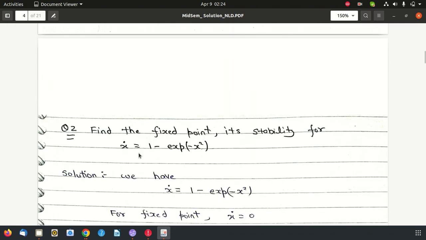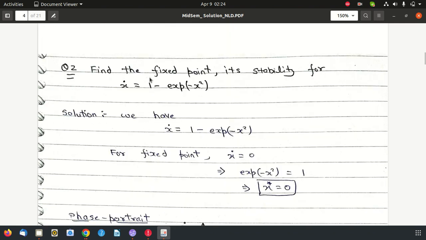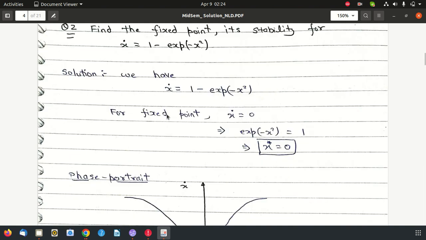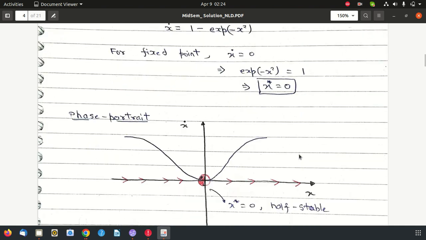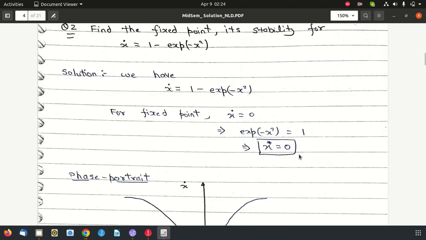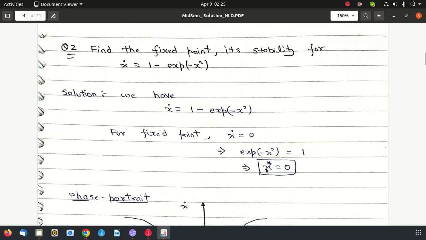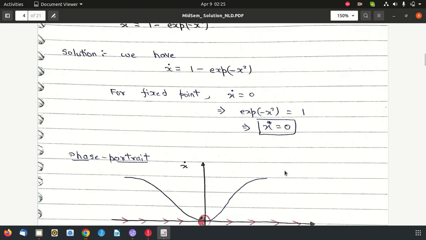Now the second question was to find the fixed point and stability for this system. For the fixed point we should have x dot equal to 0, and we get x equal to 0 to be a fixed point of the system. So this x star equal to 0 is a fixed point. If you got this right, I gave 1 mark for this.